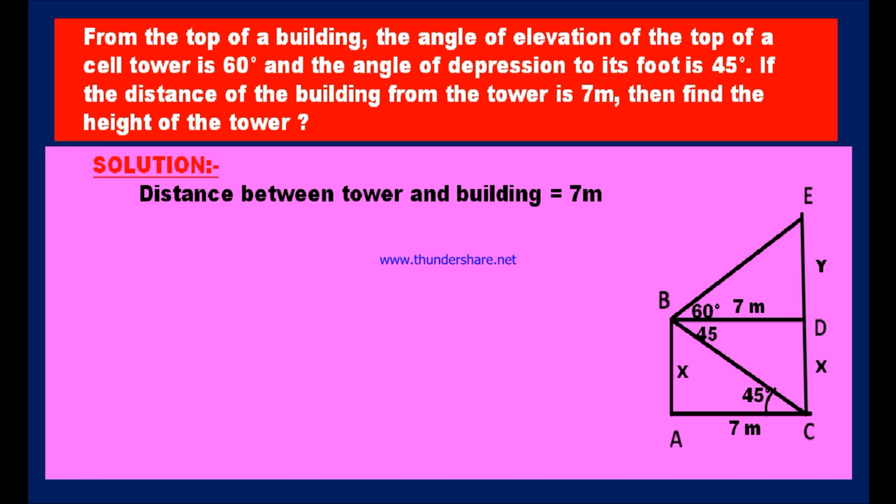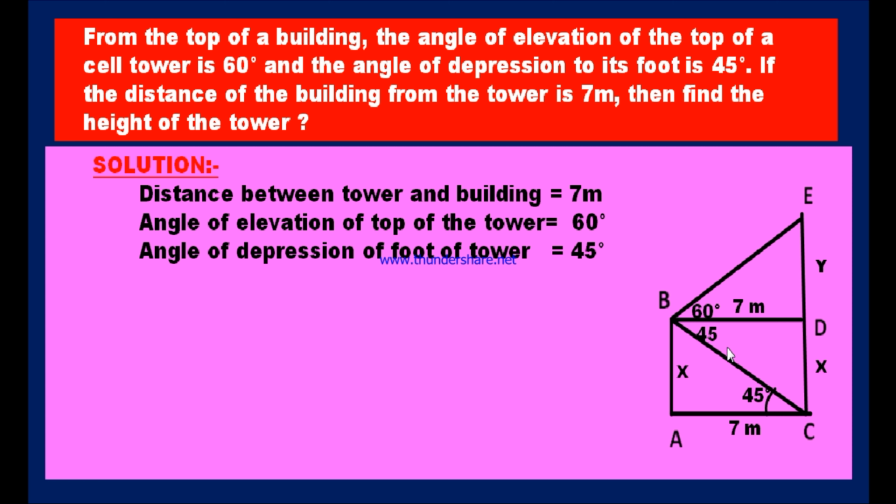Here is the solution. The distance between tower and the building, this is the tower and this is the building, the distance is 7 meters. And the next point is angle of elevation of the top of the cell tower is 60 degrees. And next point, angle of depression of the foot of the cell tower is 45 degrees.